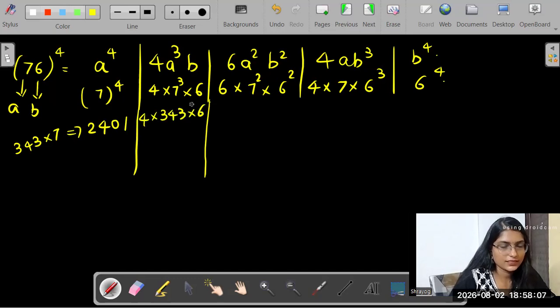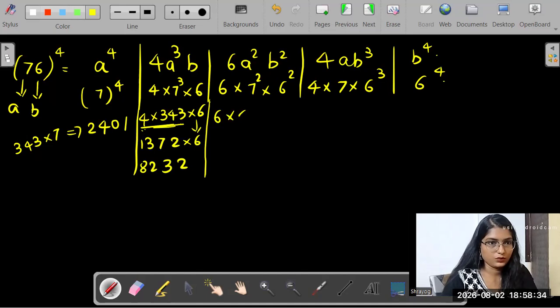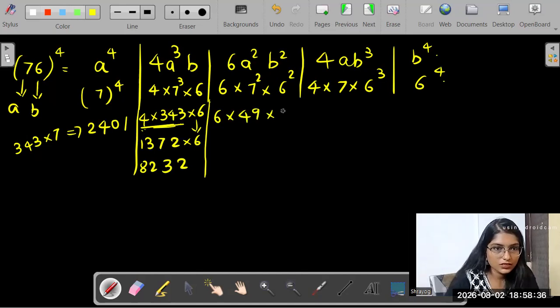Now multiply it one by one. First multiply this 4 with this number 343. 4 multiplied by 343 is how much? 1372. Now take this 6 and multiply it by this particular answer. Here 8232. Now 6 multiplied by 49 and here is 36.